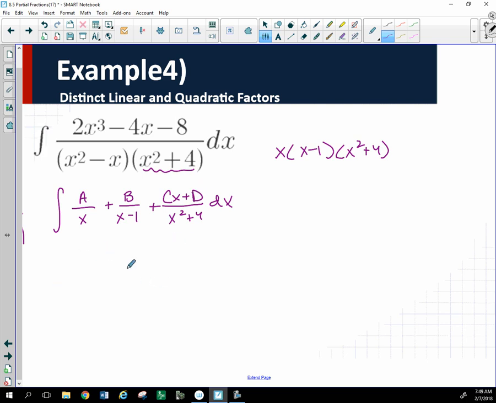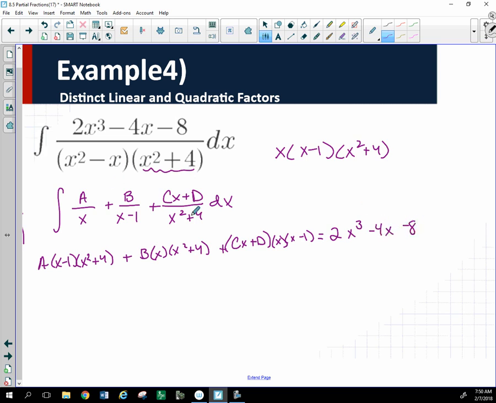So we're going to multiply by the common denominator and set the whole thing equal to the numerator. So a gets multiplied by x minus 1 and x squared plus 4, b gets multiplied by x and x squared plus 4, and the cx plus d factor gets multiplied by x and x minus 1. This whole thing is equal to the numerator of 2x cubed minus 4x minus 8.